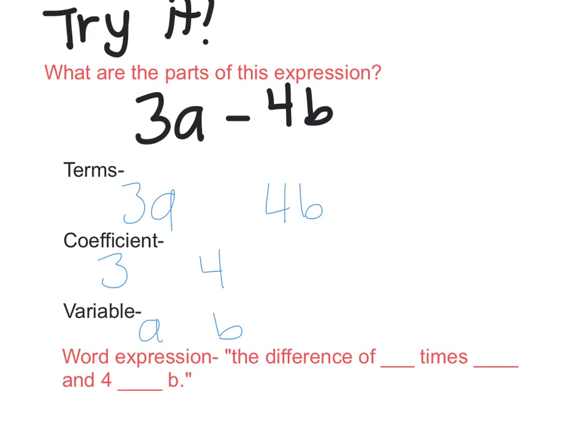Okay, so that part, the terms, coefficients, and variables, isn't too difficult. Let's try the word expression. So the difference, meaning subtraction, which we see is our subtraction in our expression. The difference of blank times blank. Well, I have the difference of 3a minus 4b. Well, they already had 4b, so we're going to put our operation there. We times those. 4 times b, and the difference of 3 times a. Now, if you got lost on this word expression part, please raise your hand and I'll come help you with it.